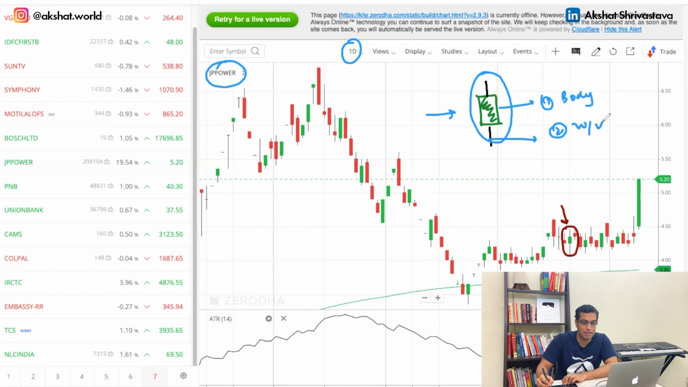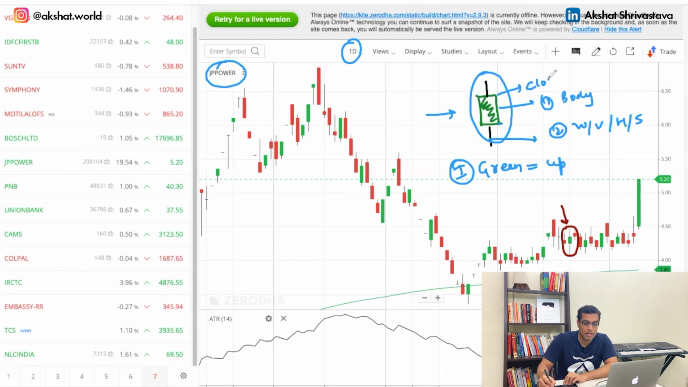So wick, or you can call it a hair or whatever you want. This is a string, right? So I call it string. Now, essentially, what does this green thing indicate? It indicates a few key things, right? The first key thing is that because it's a green candle, it means that the stock price for the day has gone up, right? Now, how is it up?